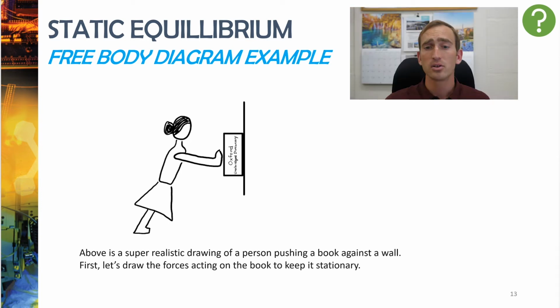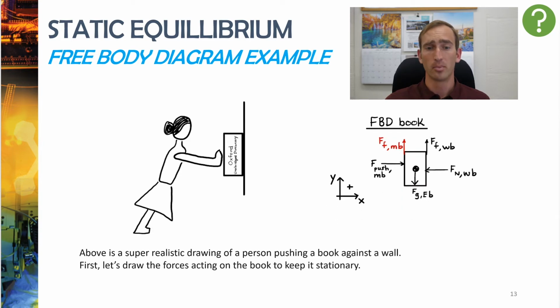Alright, let's look at the book in question. When we draw a free body diagram of the book, we would get the following shown below. What essentially we're drawing here is the weight of the book acting straight down. We knew that that was the case. What we also have to do is account for Newton's third law, which says that anything the book is contacting, there are going to be forces in between those two systems. So the book is contacting the wall and it's contacting the person.